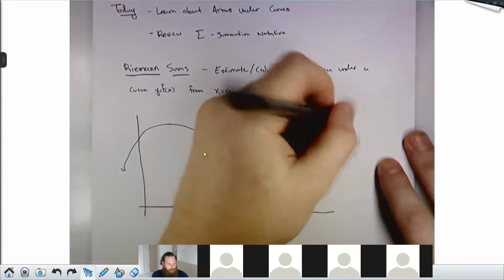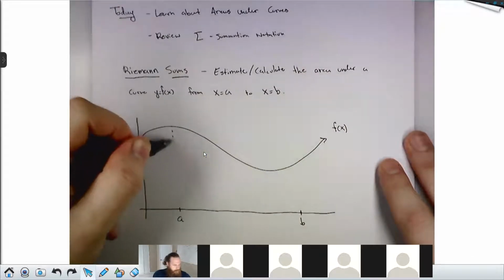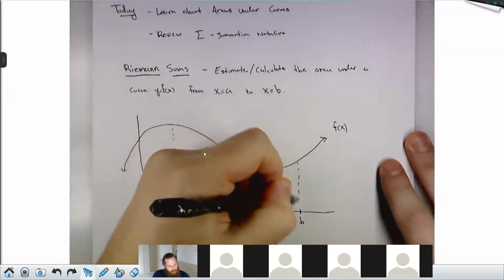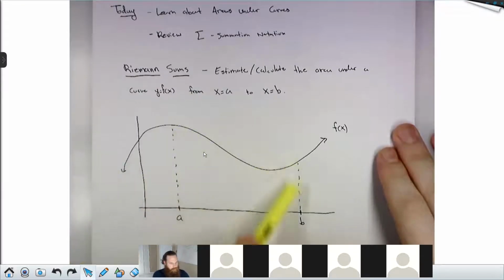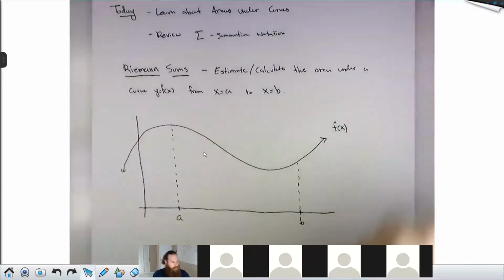Some function f of x. And I want you to find the exact area underneath that curve. So that's all of this area. That's what I want you to find. Rather than shading that in right now, I don't want to clutter the picture. The question is, how do you do that? How do you find that area?